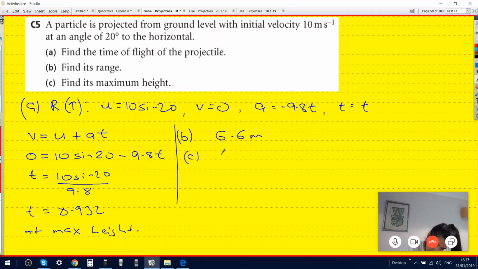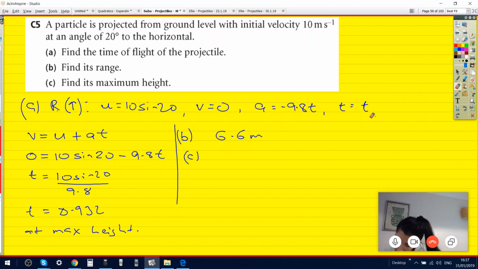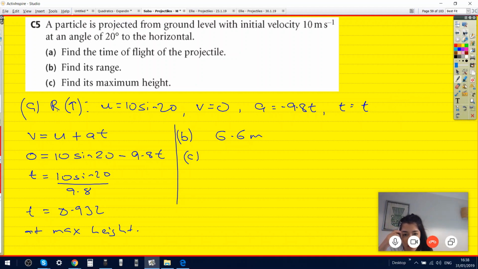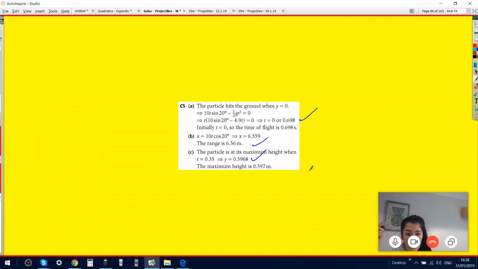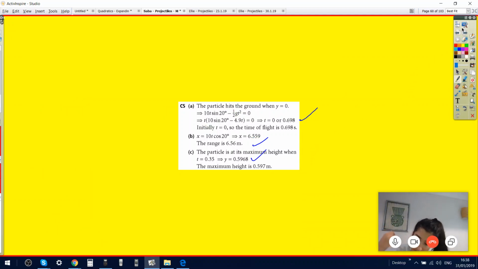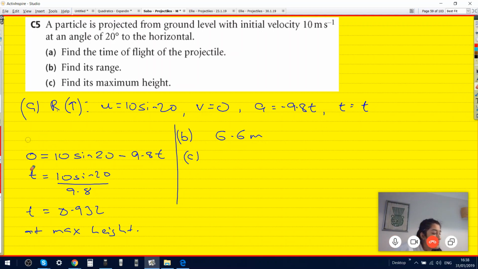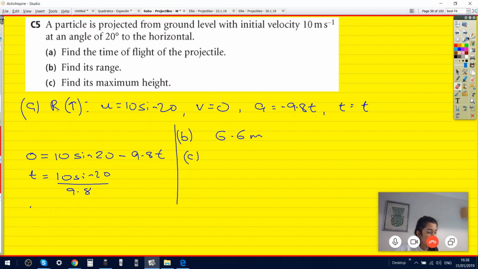Wait, hang on. So 10 sine 20 times 0.349 minus 4.9 times 0.349 squared, like 0.596825. Yep, that's 0.597. Yes. Okay. Any questions there? No. Okay.